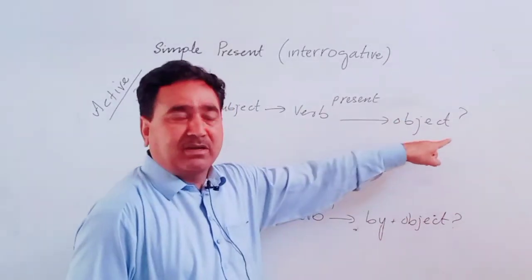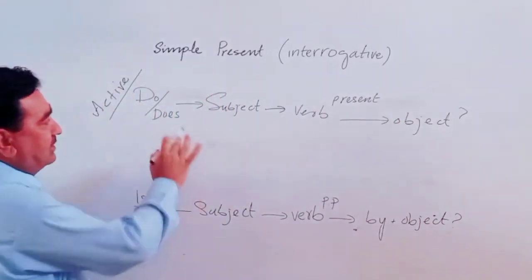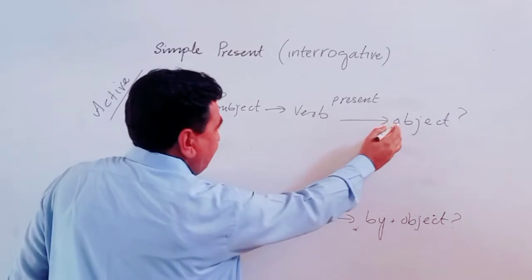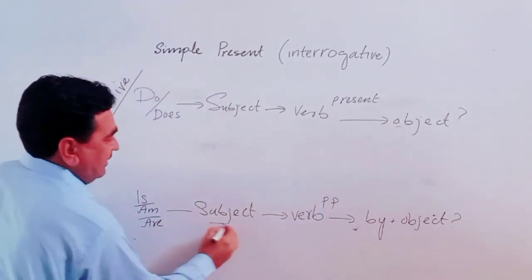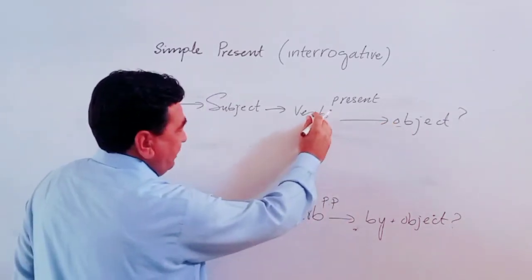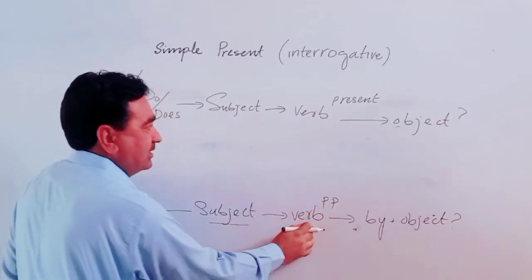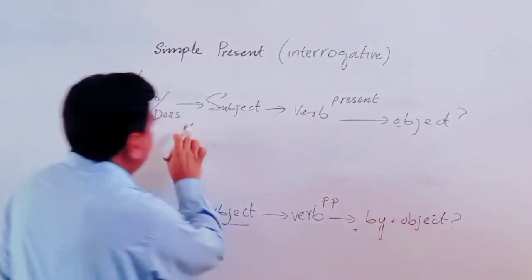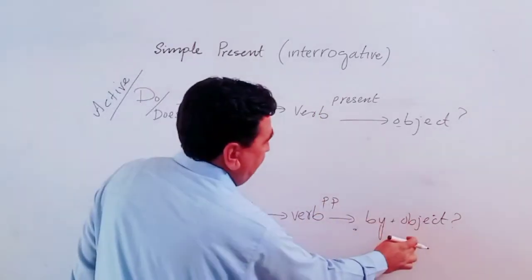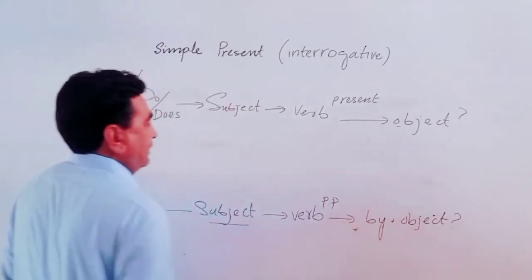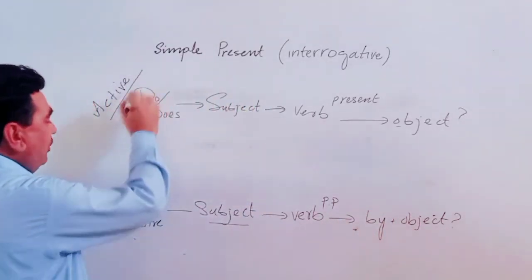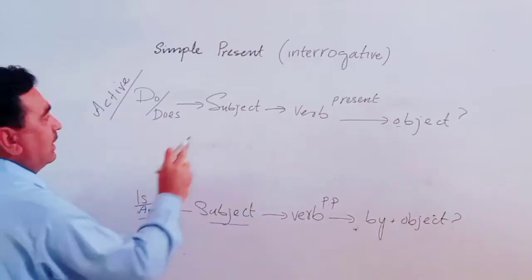and the question mark. Now to change this sentence or this structure into passive, you have to make this object the subject here. You have to change the present form of the verb into the past participle, and then you have to change this subject into the object and place by before it. Replace do or does with is, am, are.